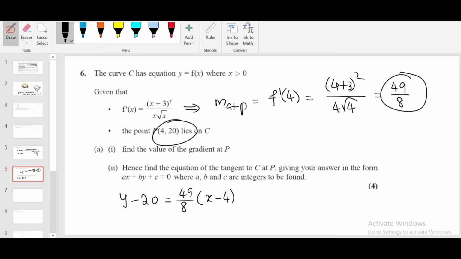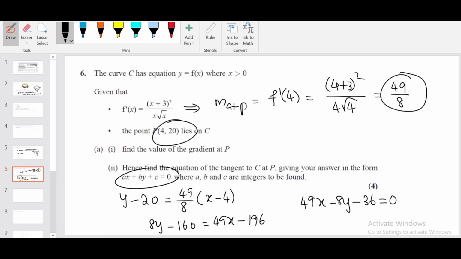Multiply throughout by 8. 8y minus 160 is 49x minus 4 times 49, 160 plus 36, 196. So you put everything on one side, you will get 49x minus 8y minus 36 is equal to 0. They want you to write it in this form. That's the equation of the tangent. That's all. It's an easy form of question.